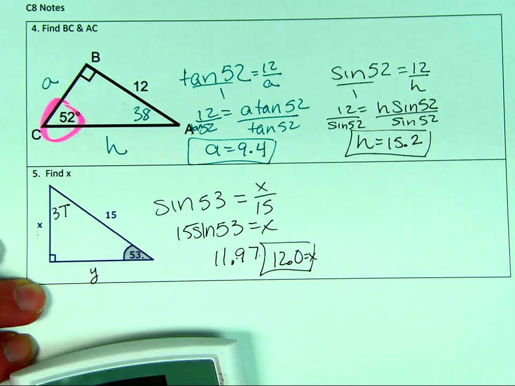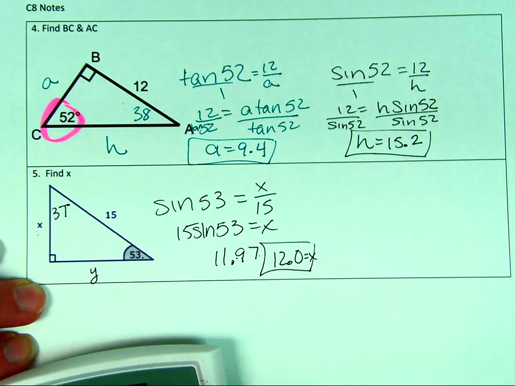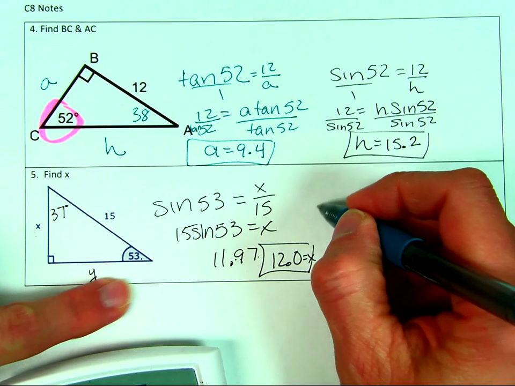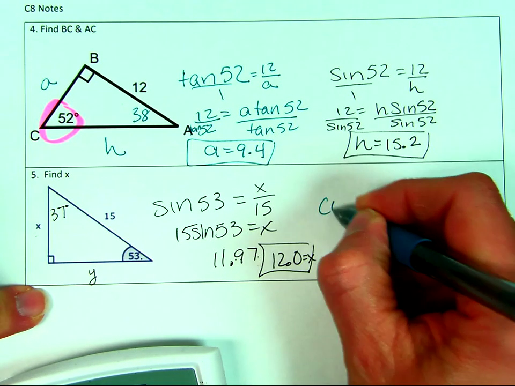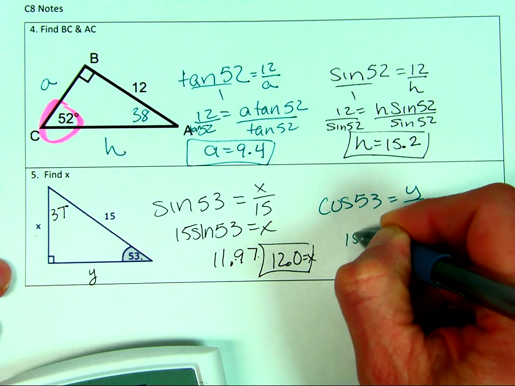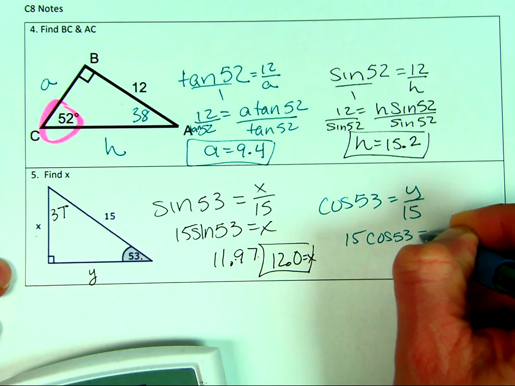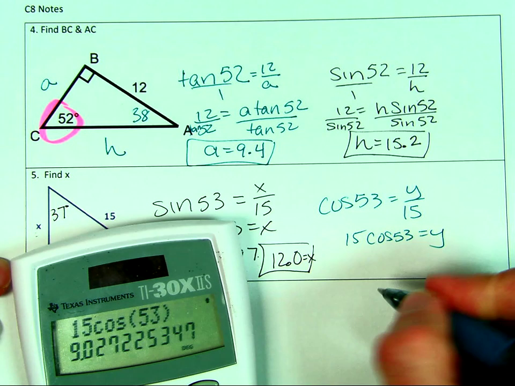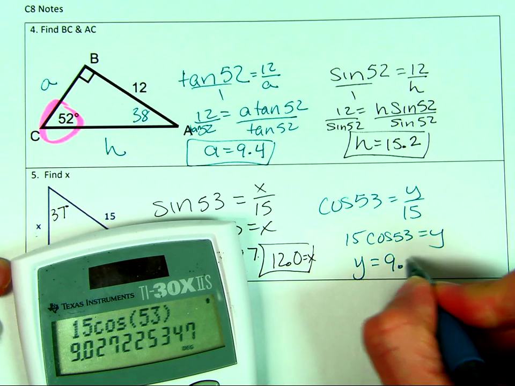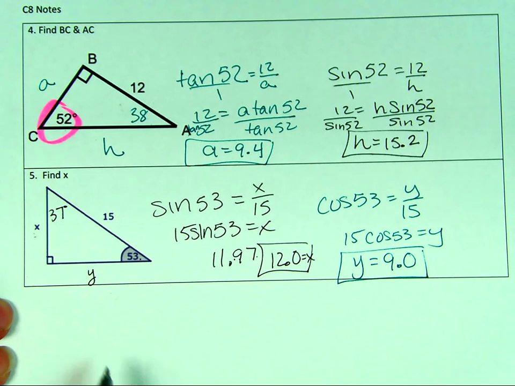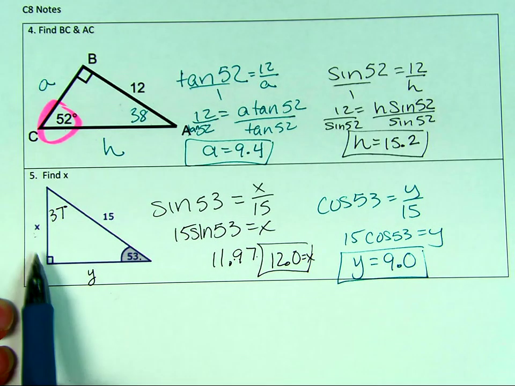And then for my y, oh, sorry, you couldn't see that on my calculator. And for y, I'm going to use cosine. So the cosine of 53 equals y over 15. So I'm going to cross multiply and get 15 cosine 53 equals y. And when I put that in my calculator, 15 times the cosine of 53, I get y equals 9 point. The 2 tells me to leave the 0 the same, so 9.0. So I get 12 and 9 and 15, and they all match up like they're supposed to.